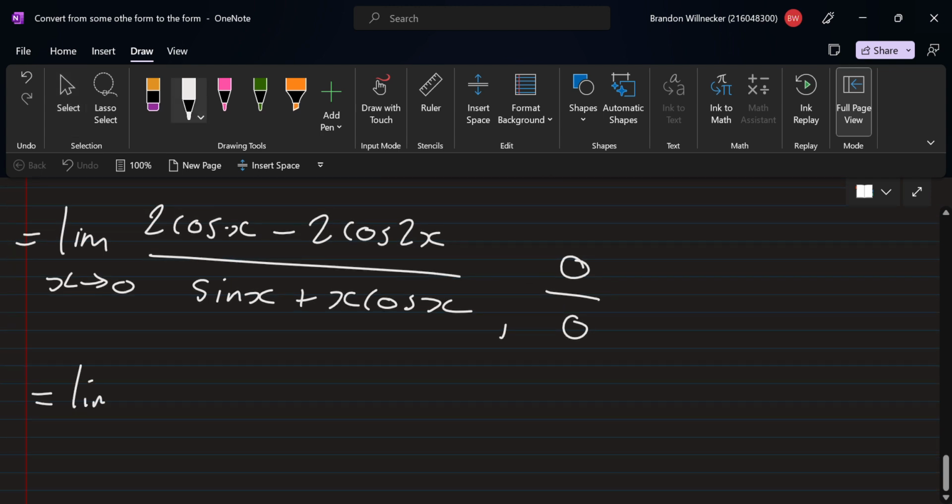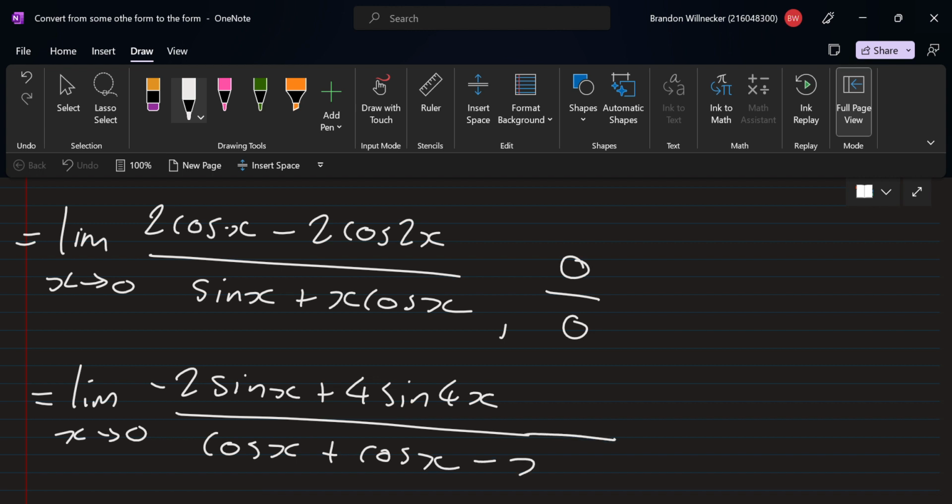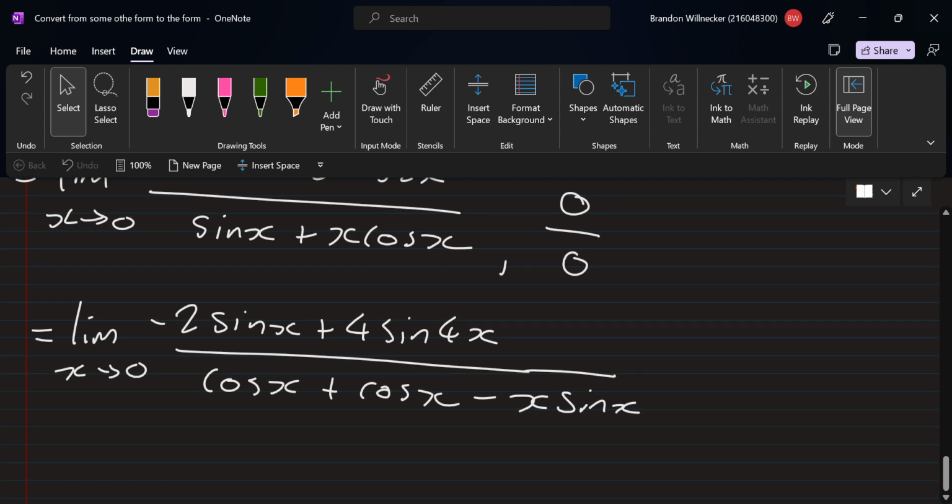Okay, so again, L'Hopital's rule says that this is equal to the limit where we differentiate the top and the bottom. So the derivative of cos, that's going to be minus sine. We're going to get plus 4 sine 4x. Okay, and then we're going to get cos x plus cos x minus x sine x. Okay, so that is if we differentiate the top and the bottom.